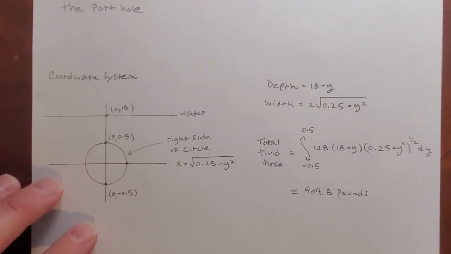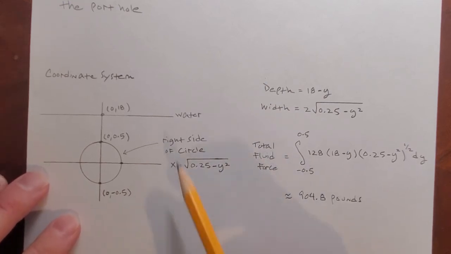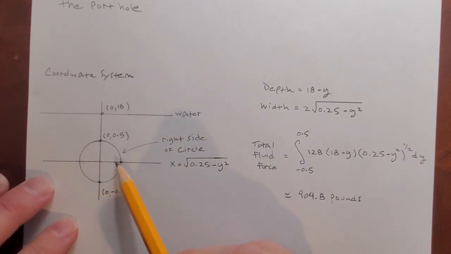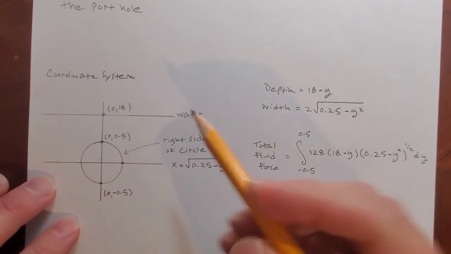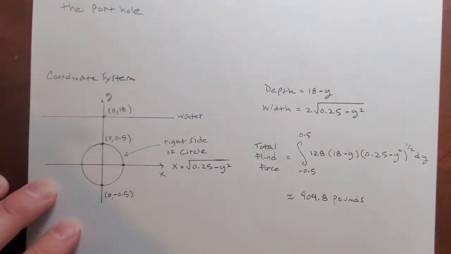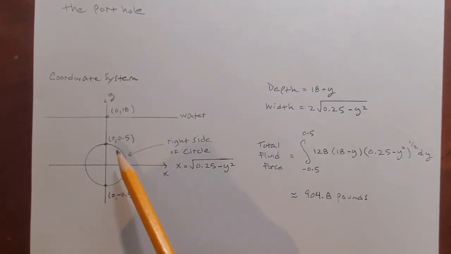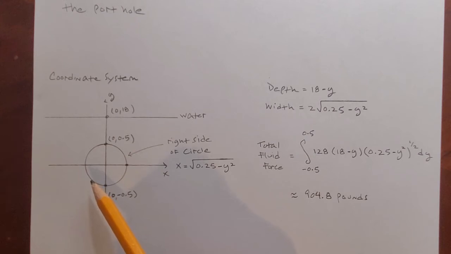So we're just talking about the porthole and the force of the water on that. I drew the porthole as a circle with the center at the origin. Here's the x-axis and here's the y-axis. I did it like that because I know I'm going to need an equation for that. Why? Because that's how you find the width. Part of what we need is the width of this shape all the way through it.